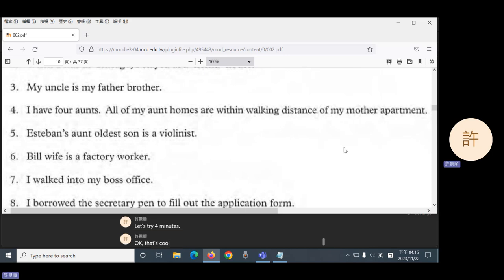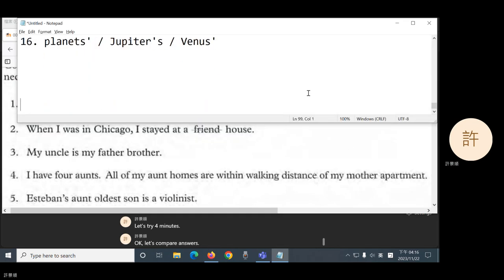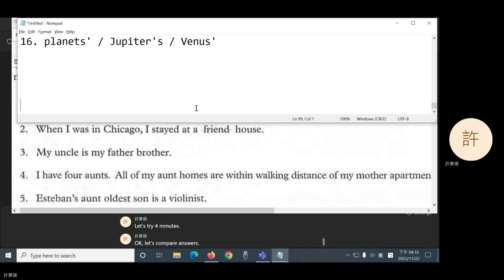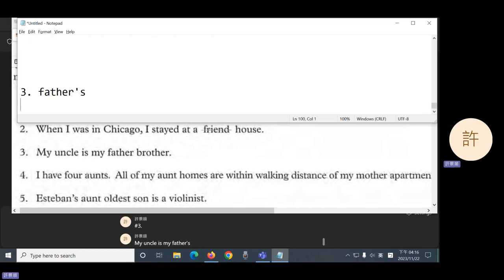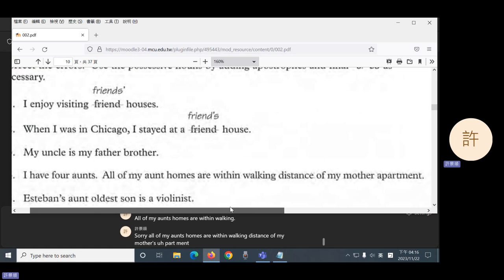Okay, let's compare answers. Number three, my uncle is my father's brother. Number four, I have four aunts. All of my aunts' homes are within walking distance of my mother's apartment. Yes, one apartment, okay.